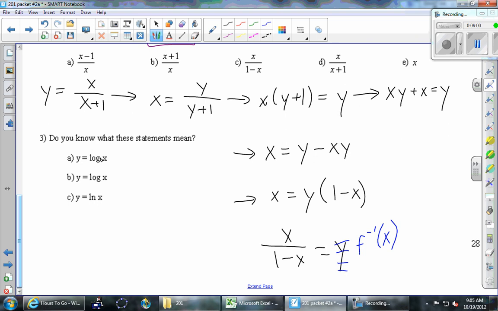Okay, number 3. All right, so now we'll talk about why we actually are interested in inverse functions: we're thinking about log functions. And so just a real quick refresher, y equals log base b of x means something very specific. It means something raised to the something is equal to a third something.